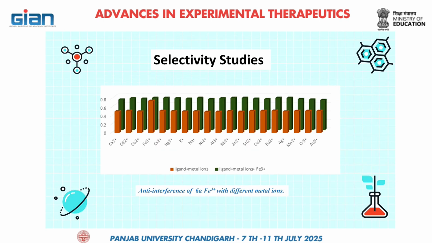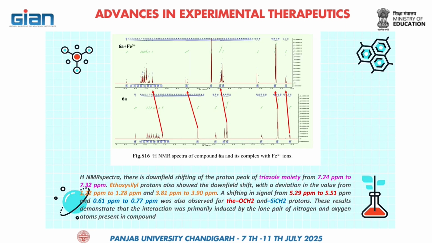Now selectivity. While performing the selectivity studies, we check how selective our ligand is towards a single metal, even in the presence of other metal ions. Here, the anti-interference study proves that it is highly selective towards the ferrous ion.